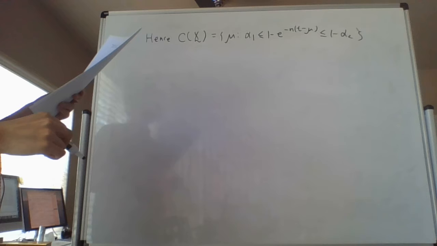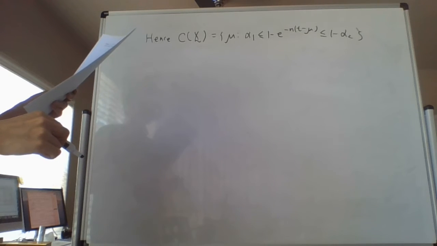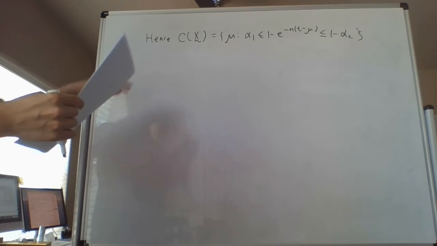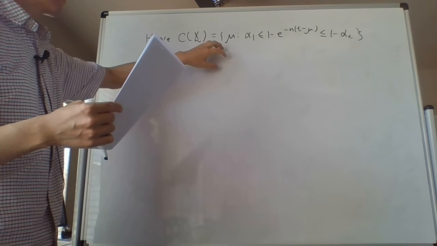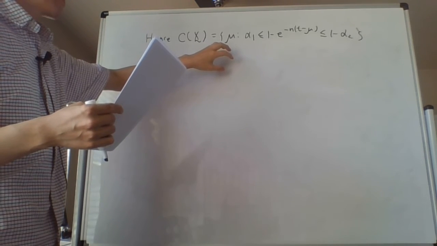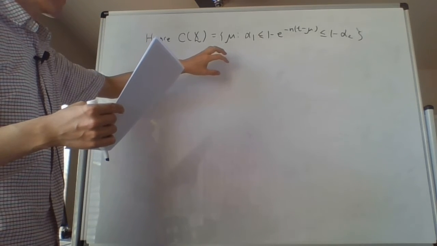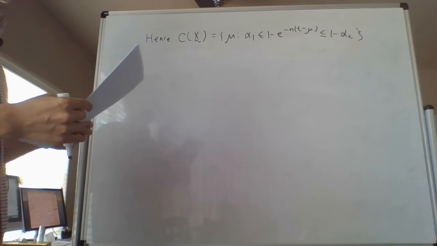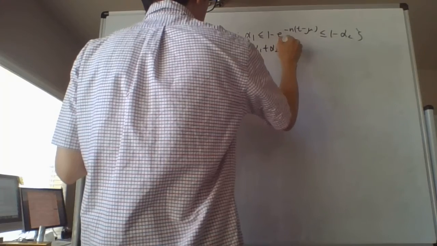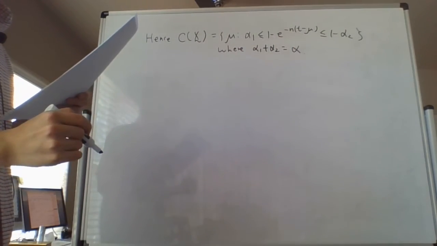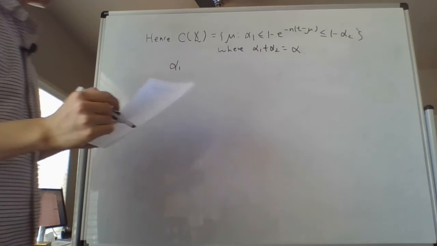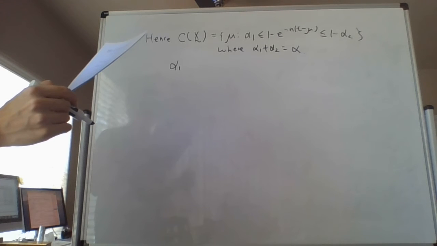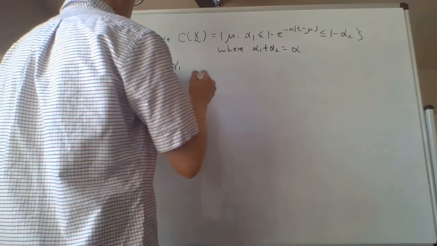Then we can have a confidence interval. We have a confidence set for mu, which is the range satisfying alpha 1 less than 1 minus e to the power of minus n times (t minus mu), which is less than 1 minus alpha 2, where alpha 1 plus alpha 2 is equal to alpha. Then we solve these inequalities with respect to mu so that we can get the confidence interval.